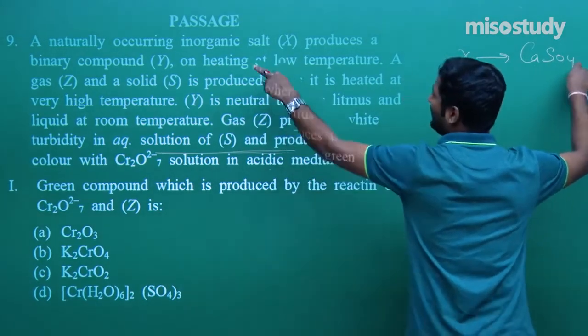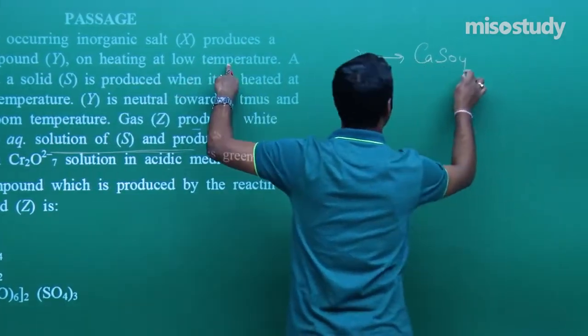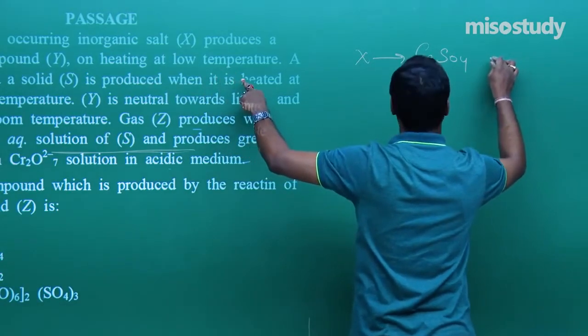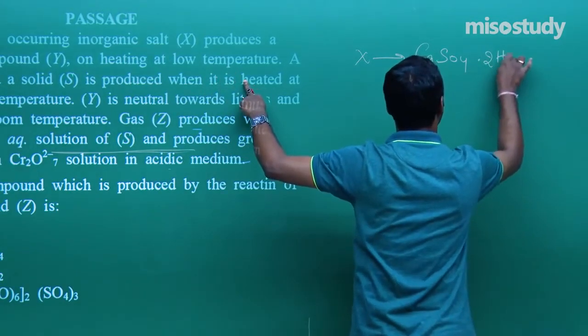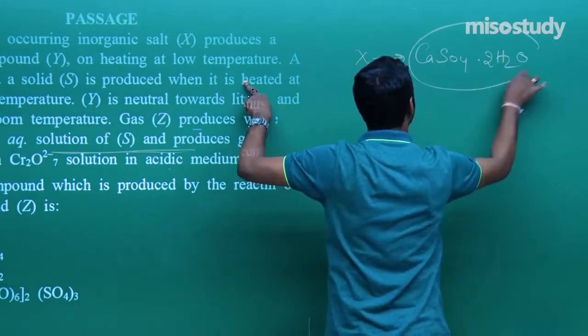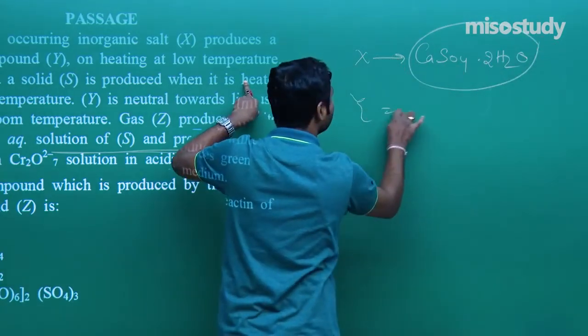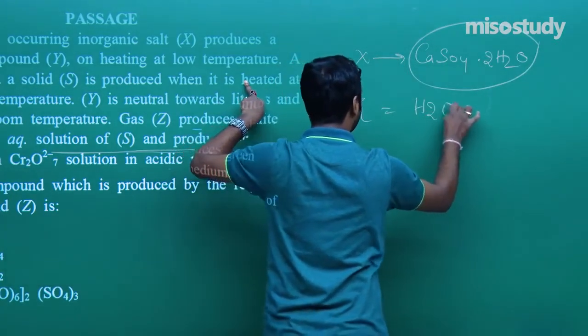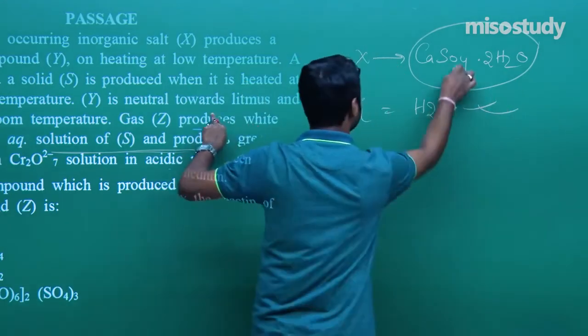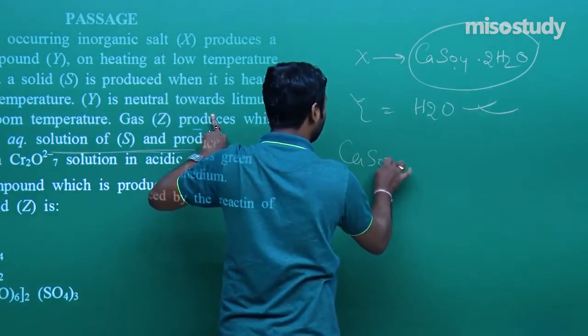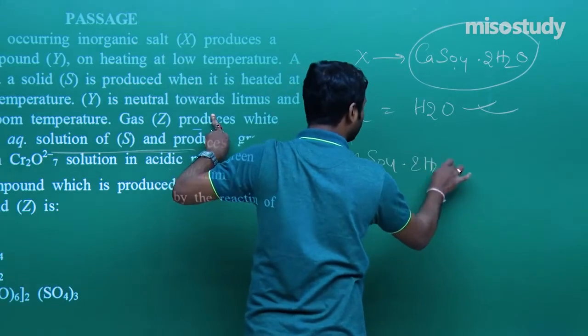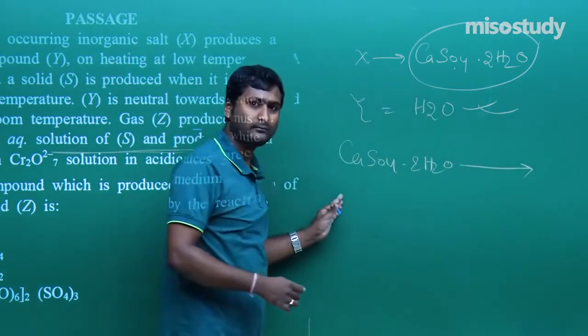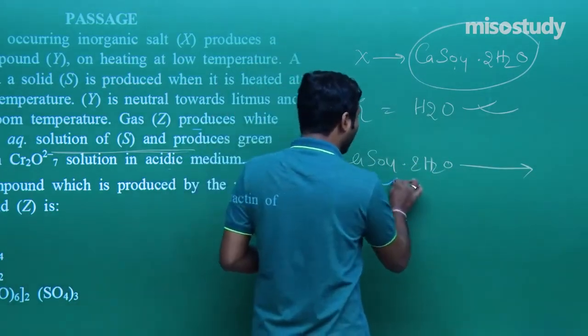CaSO4 and it produces a binary compound when heated at low temperature. That is, it forms this one, CaSO4 into 2H2O. Y is, sir, this one, H2O. Okay, sir. And Z is the decomposition product of CaSO4 into 2H2O. Is it visible to you, friend? After decomposition, what will happen?